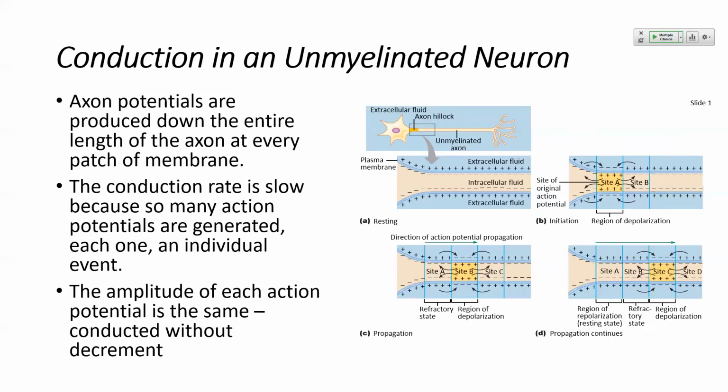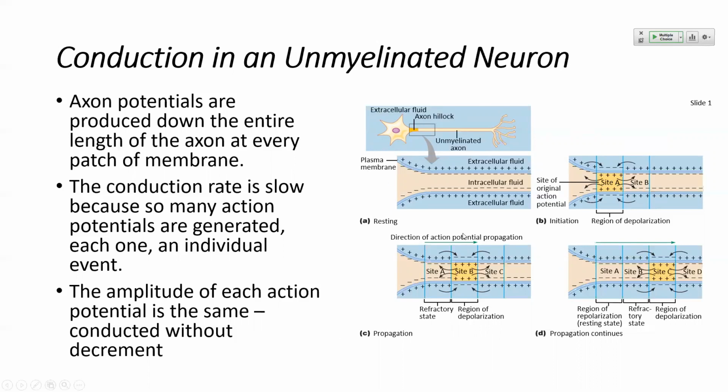Because there are so many action potentials generated, and it must move along from site A to site B to site C, the amplitude of each action potential is the same, but this is going to happen much slower because the action potential has to go from each of those segments to the next. This is in an unmyelinated neuron. So let's walk through what's happening with this schematic.